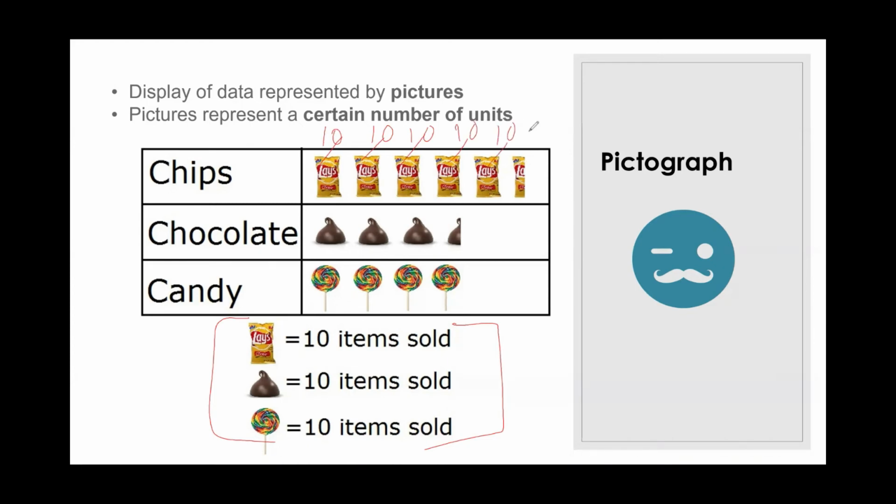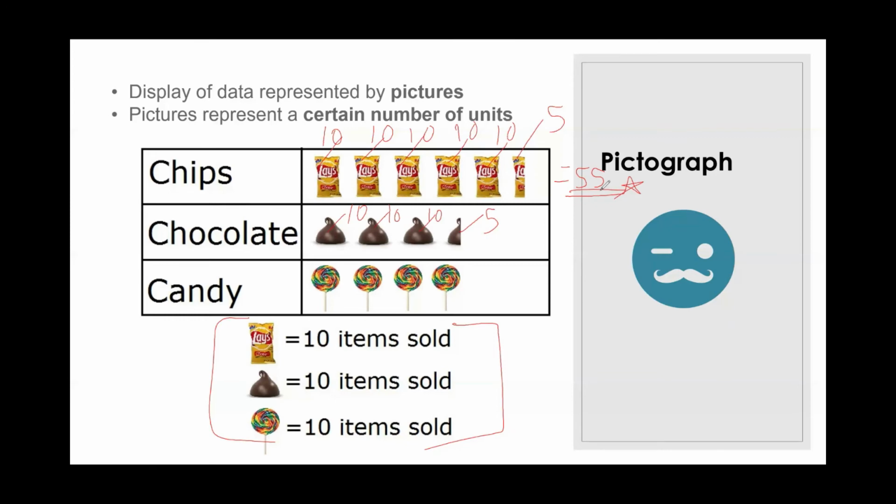This is only half, so I know that half of 10 is 5. Same thing with the chocolate. This is 10, 10, 10, and then half of a chocolate chip would indicate 5. So it's a pretty easy way of graphing the data in a picture form. We can tell that the chips sold were 10, 20, 30, 40, 50, 55. So 55 items that were chips were sold.